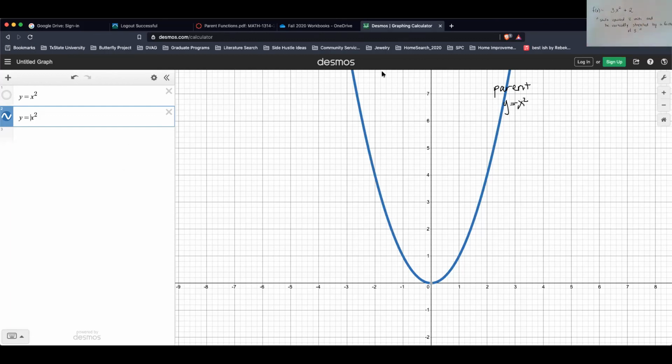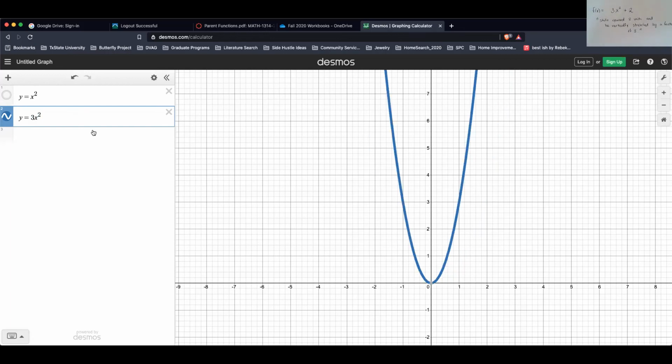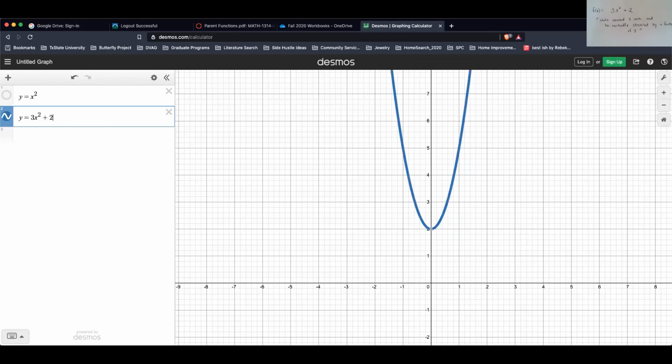I'll just leave it all in Desmos at this point. If I go ahead and type a 3 here, it gets skinnier. There's a vertical stretch. And if I add 2, it also gets moved up 2 units. So that would be using 2 of those rules at the same time.